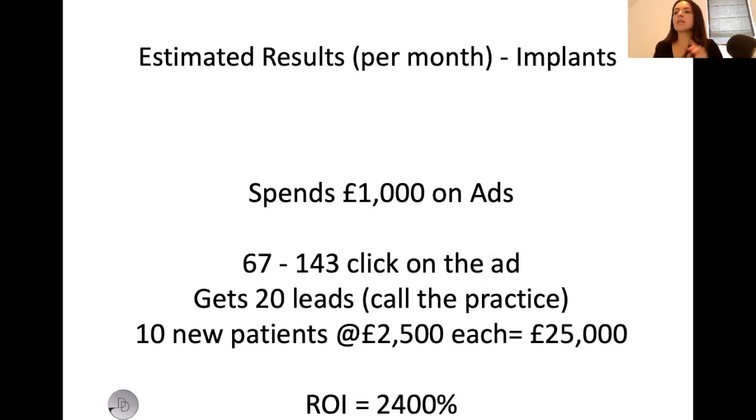So I went to a practice in Derbyshire, and using this example, I actually broke it down so we can calculate what the return on investment would be. So I know that he wanted to get more implant patients and that he had a budget of £1,000 per month for this campaign. So for £1,000 per month, we know that we would get somewhere between 67 and 143 people actually clicking on that ad. We also know that 20 of them could potentially become leads, call the practice.